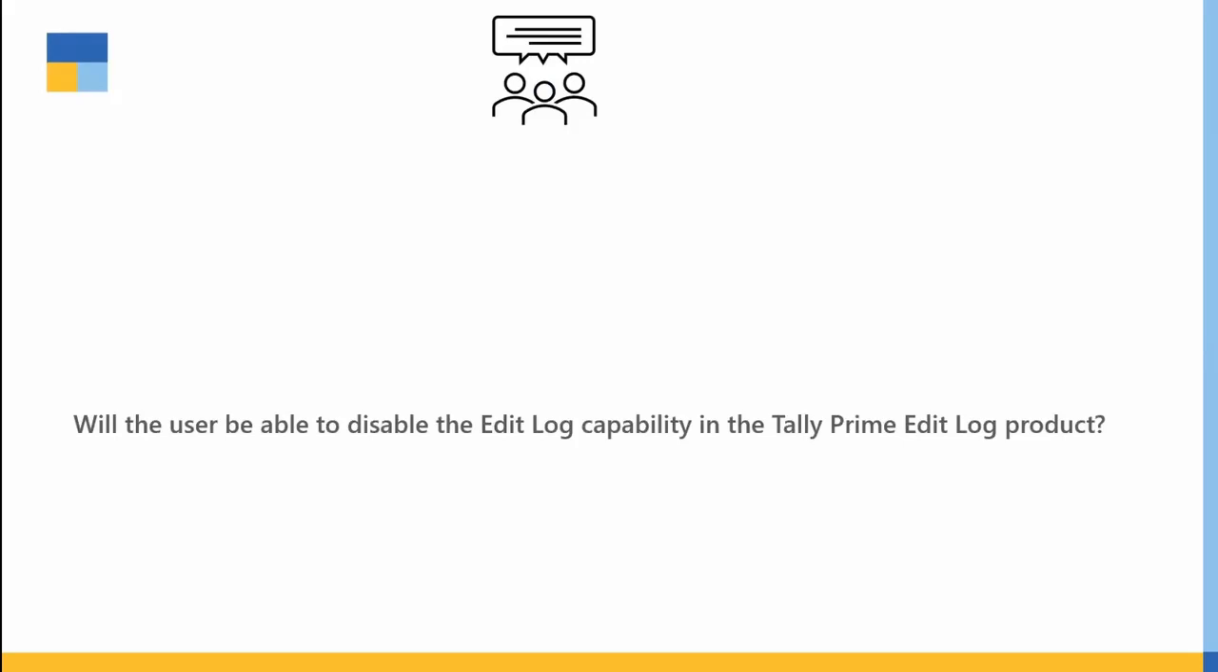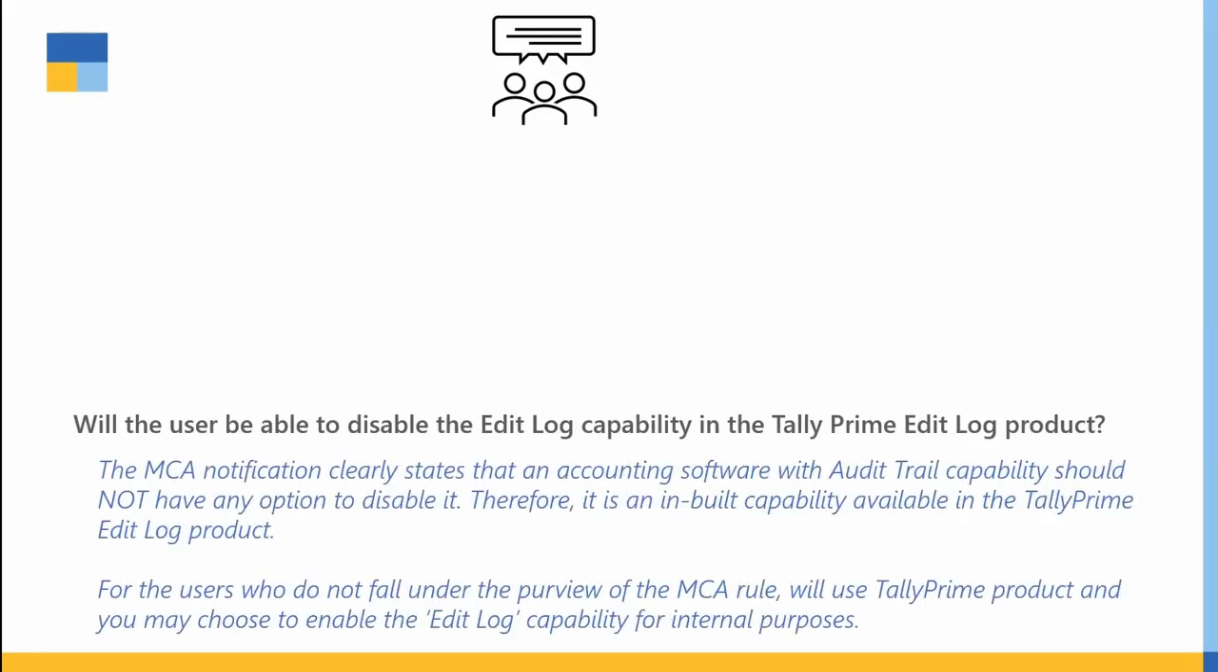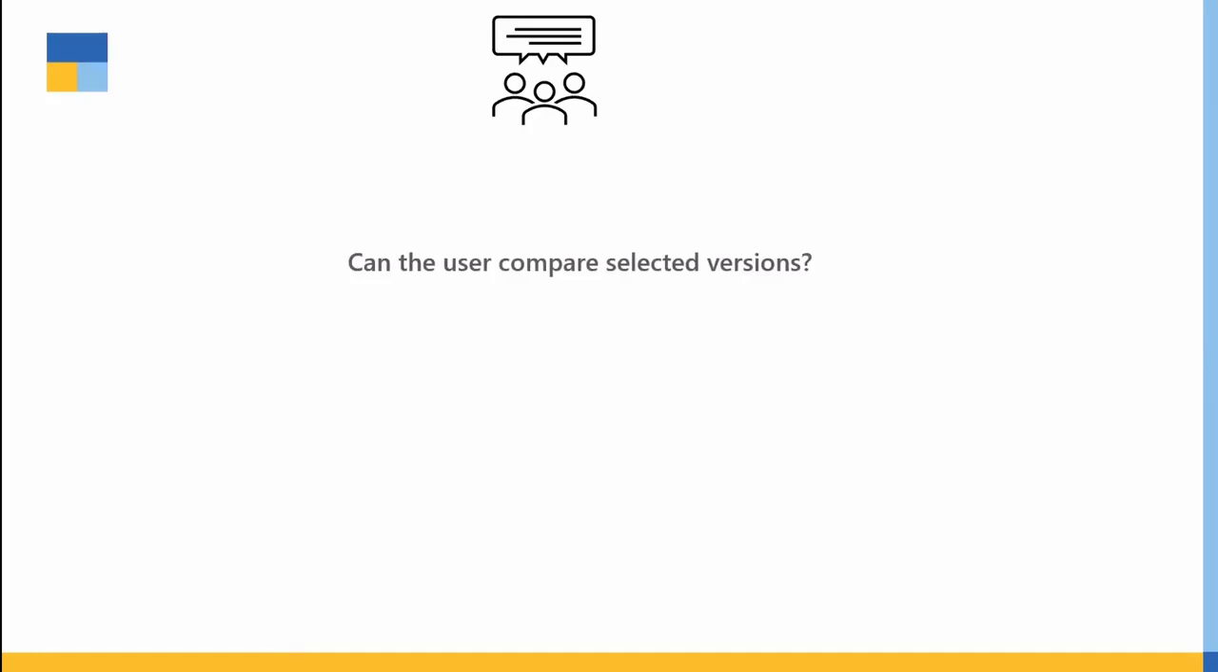Now, certain common questions. Will the user be able to disable the edit log? No. Once you have activated the edit log in TallyPrime, you will not be able to disable it. If you are using normal TallyPrime 2.1, there is a possibility that you can enable or disable the edit log capability. But for the exe of TallyPrime edit log, you will not be able to disable it, because that is what the MCA requirements are.